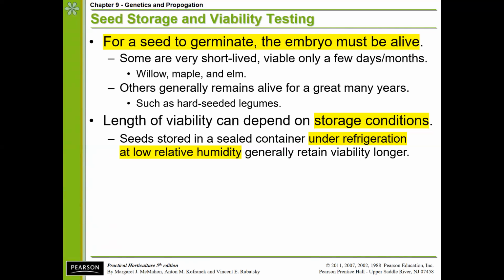And rarely do we ever have 100% germination. Have seen it happen before, but usually we're looking at 99% or below. And again, that germination is going to be different depending on different storage conditions. Ideal storage conditions would be in a sealed container under refrigeration at low relative humidities. There are cases out there, though, where we've found seeds to be viable for hundreds of years.